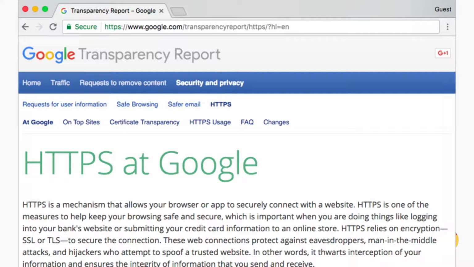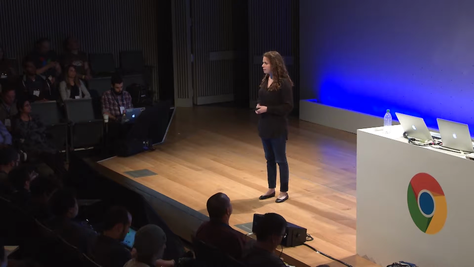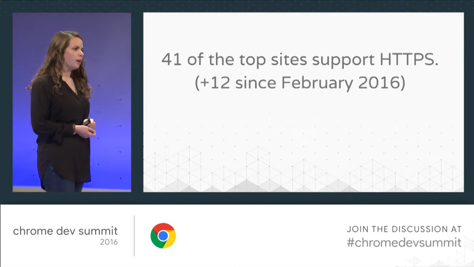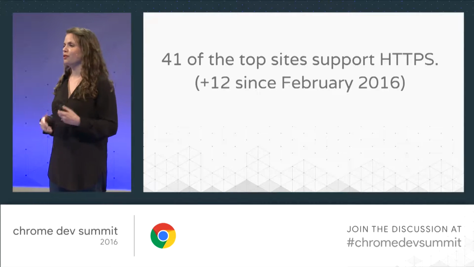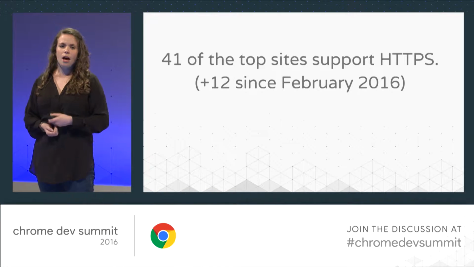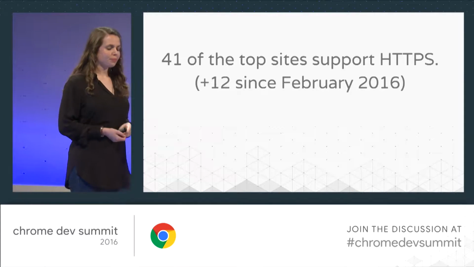And for most of this year, we've had a section on this transparency report that's devoted to HTTPS. Very interesting data, but up until now, it's mostly focused on HTTPS usage at Google, so on Google services, Google traffic, and also on some of the top sites. Tracking this data has been pretty encouraging. Since we launched the HTTPS section of the transparency report in February, we've seen 12 more of the top sites adopt modern HTTPS.